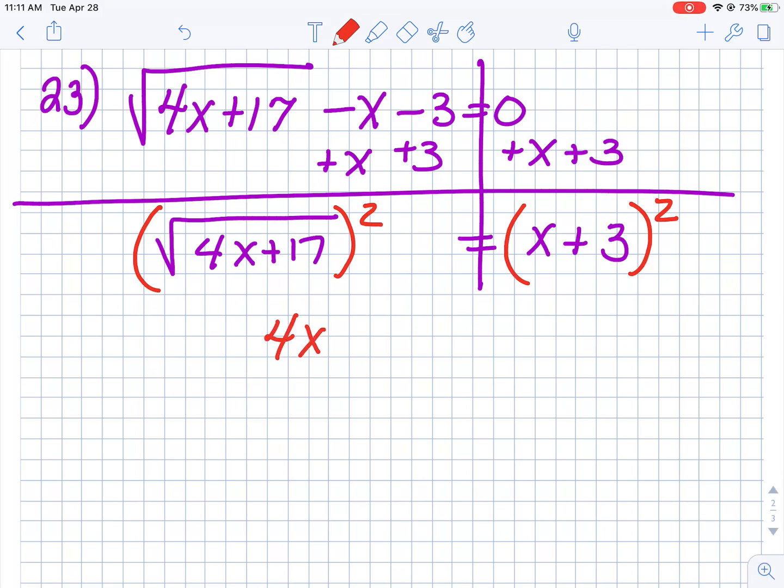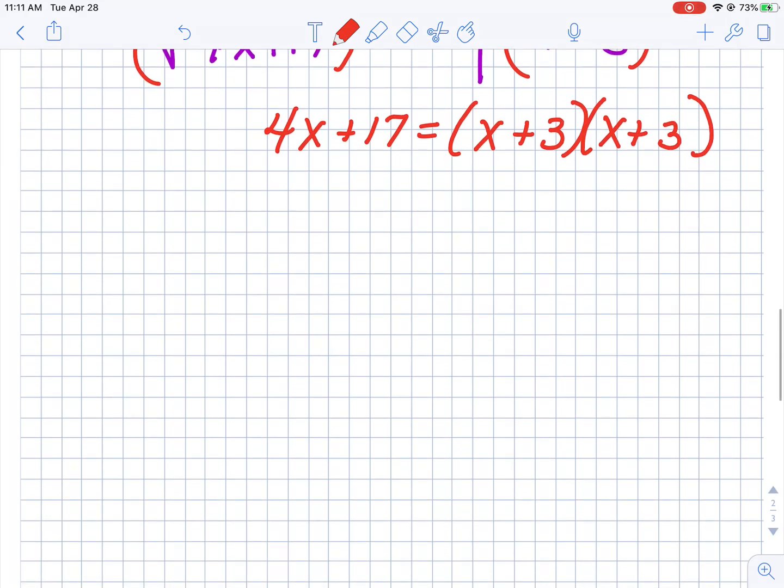So we have 4x + 17 equals the quantity (x + 3)(x + 3). We have to FOIL. Okay, so I've got to move over so I can move 4x + 17, and I'm going to FOIL (x + 3)(x + 3). That's going to give me x squared + 6x + 9. If you are asking yourself where did that 6x come from, you need to go back and practice foiling or boxing.